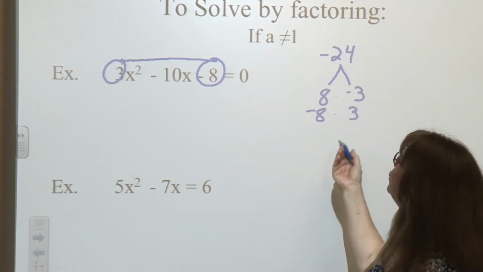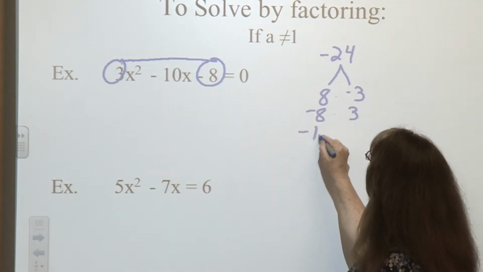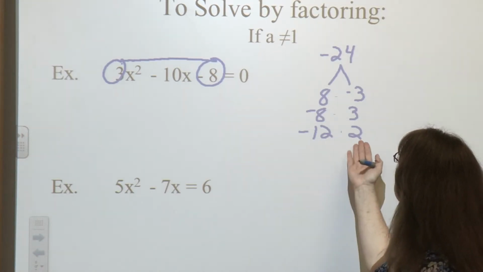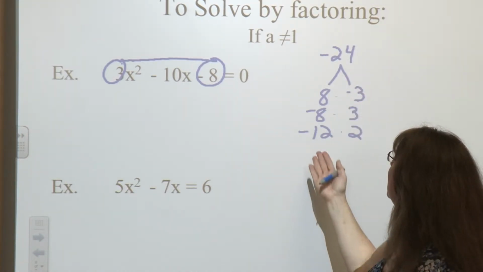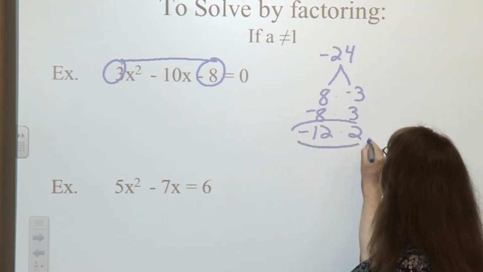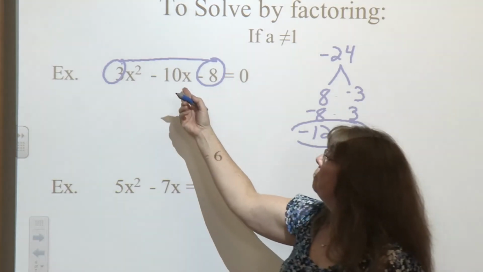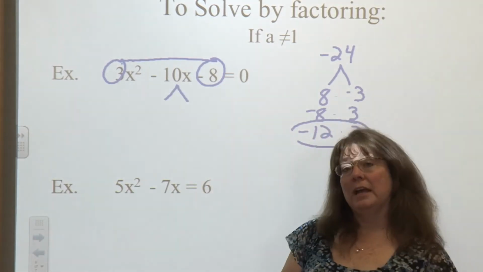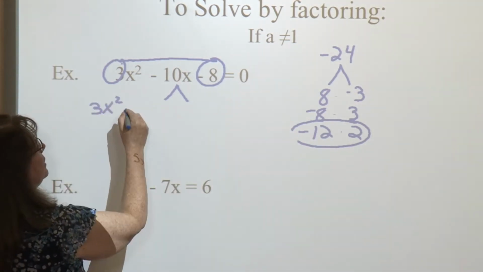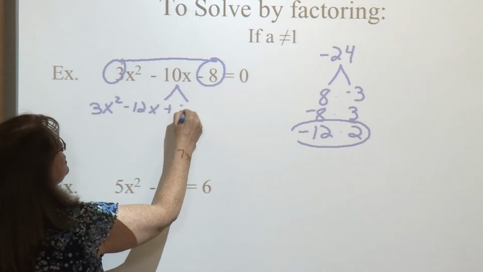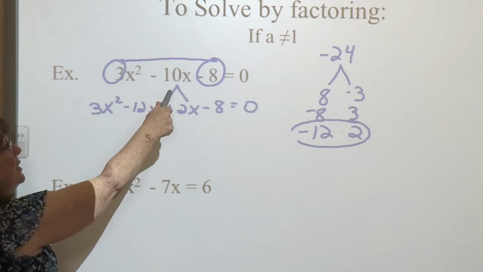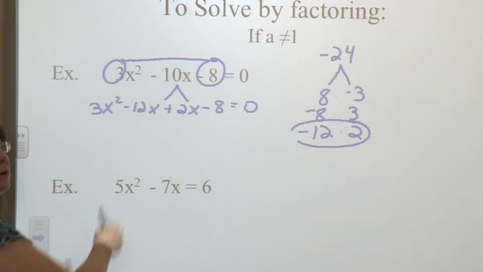I need two factors that are going to add to negative 10. Well, 12 and 2 will give me 24. So negative 12 times positive 2 is negative 24. And negative 12 and positive 2 will give me the negative 10 in the middle. These are the ones I'm going to want to use, but not as factors, but as a way to rewrite my middle term, that x value. 3x squared minus 12x plus 2x minus 8 equals 0. We've broken down that negative 10x and put down the two terms it had before they were combined.